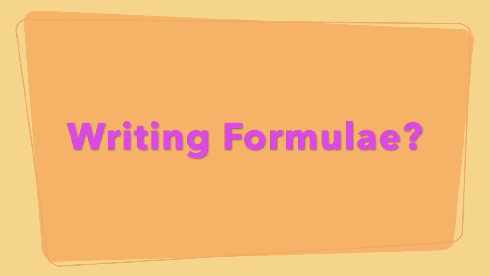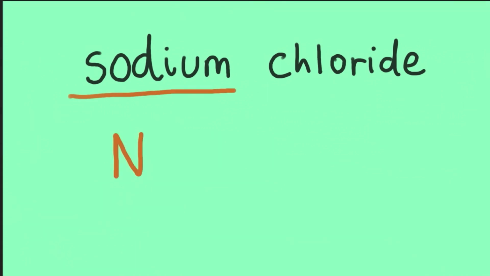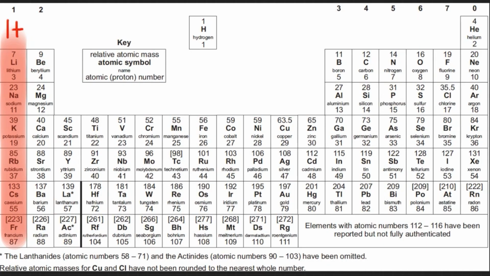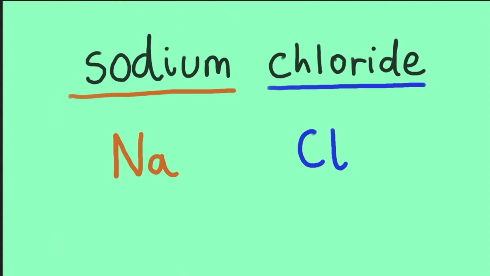Let's focus on writing the formula of this compound now. When you're writing formulae, it's important that you figure out the symbols for each element to start with. So in sodium chloride, we have sodium Na and chlorine Cl. Now we need to consult the periodic table and the group numbers in order to figure out the charges of these ions. Because sodium is in group 1, it has a charge of 1+. Chlorine is in group 7, so it has a charge of 1-.